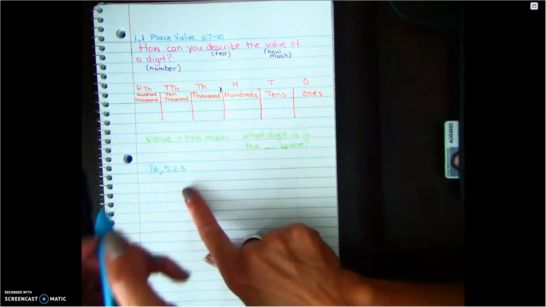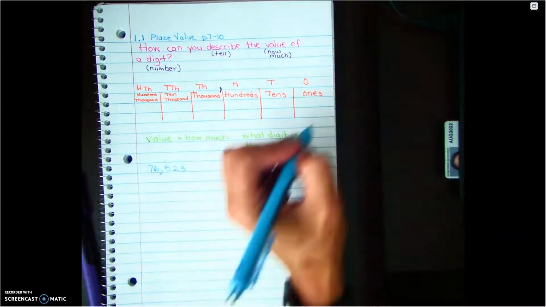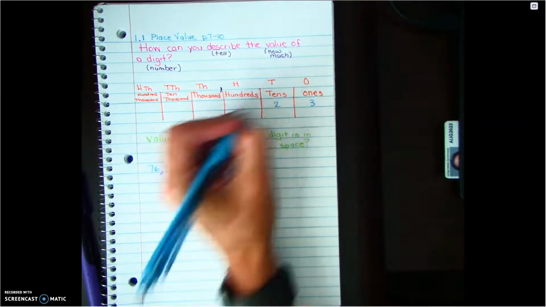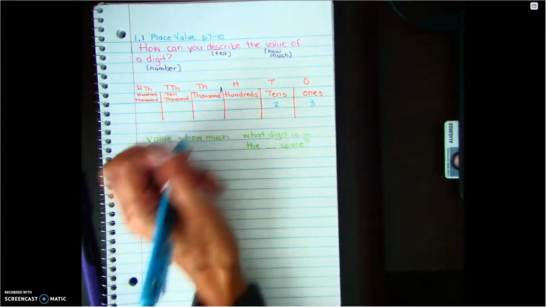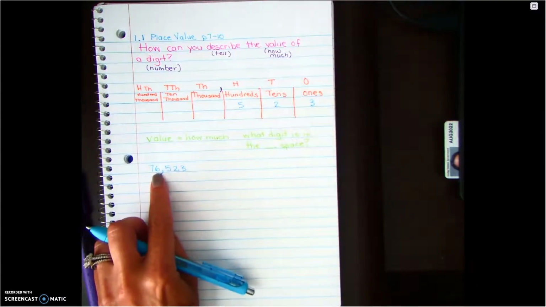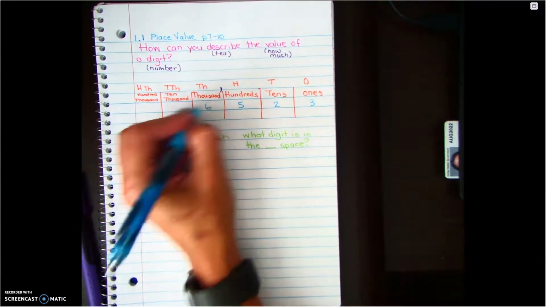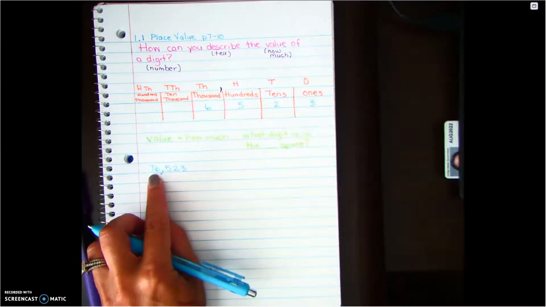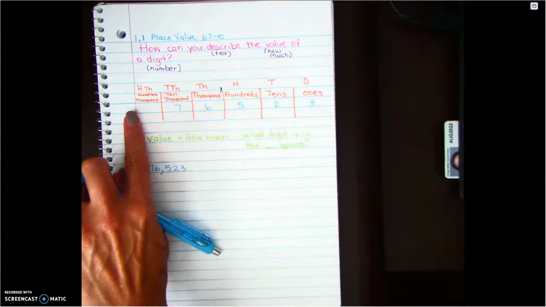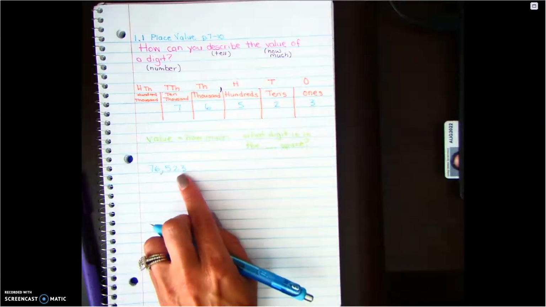So I'm going to make it easier, I'm going to start over here. How many ones do I have? I have 3. How many tens? 2. How many hundreds? 5. How many thousands? 6. How many 10,000s? 7. Now you don't want to start from over here because then you're going to get mixed up. You always want to start with the ones.